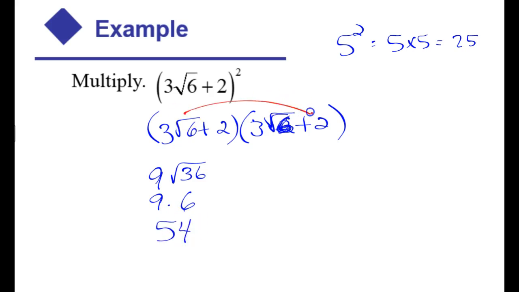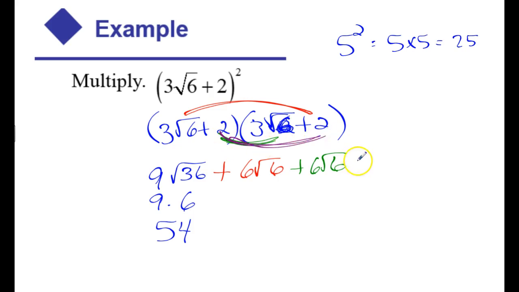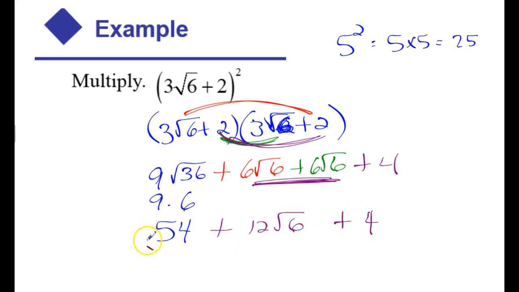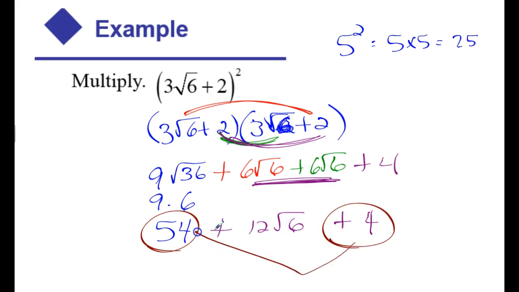The outer terms is 2 times 3, which is positive 6 square roots of 6. The inner terms is another 6 square roots of 6. And the last terms is 2 times 2, which is 4. Now these inner and outer terms, this time I have like terms. So 6 square roots of 6 plus 6 square roots of 6 is 12 square roots of 6. And then lastly, I can combine the 54 and the 4. So final answer is 60 plus 12 square roots of 6.